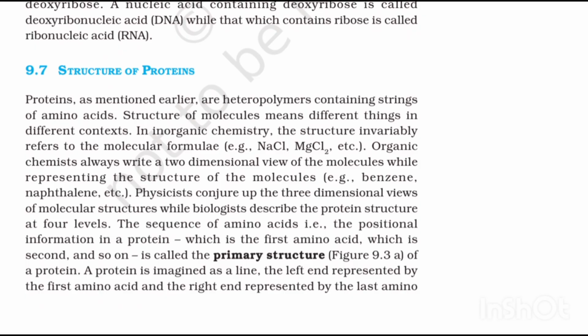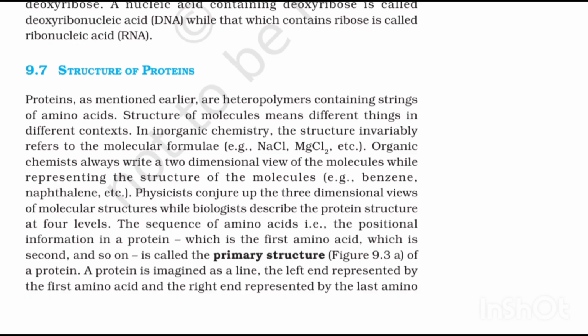Structure of proteins. Proteins, as mentioned earlier, are heteropolymers containing strings of amino acids. The structure of molecules means different things in different contexts. In inorganic chemistry, the structure invariably refers to the molecular formula, for example NaCl, MgCl2, etc. Organic chemists always write a two-dimensional view of the molecules while representing the structure of the molecule, for example benzene, naphthalene, etc. Physicists conjure up the three-dimensional views of molecular structures while biologists describe the protein structure at four levels.